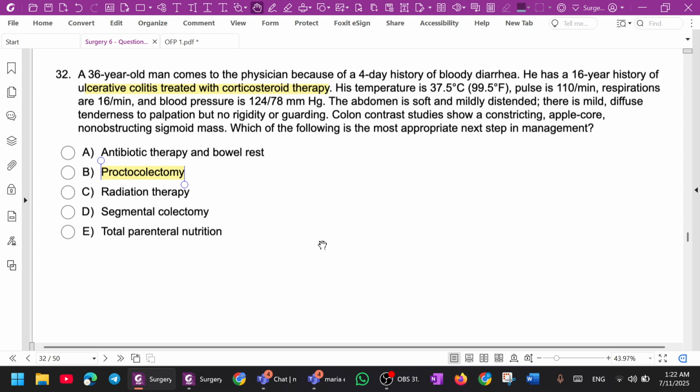Proctocolectomy. You see, procto means anus, isn't it? Oh, anus, okay. Entire colon along with the rectum. Okay, colon and rectum, and segmental is part of the colon. So, in short, proctocolectomy is anus plus colon.